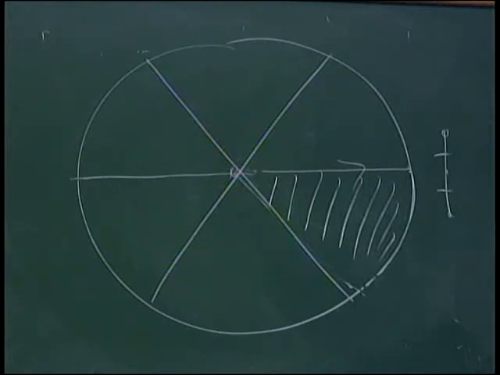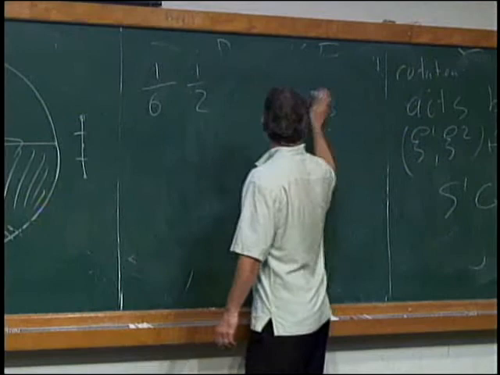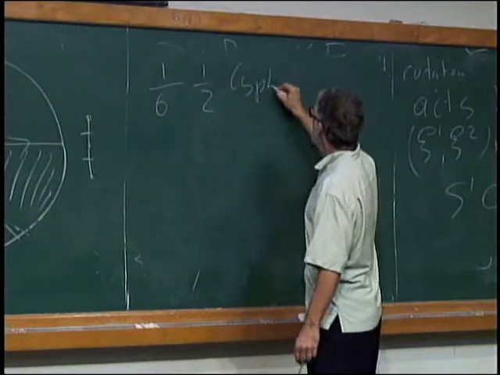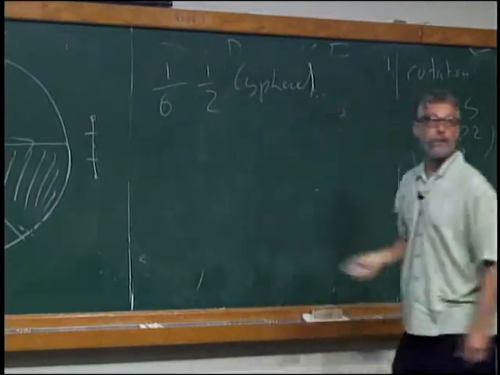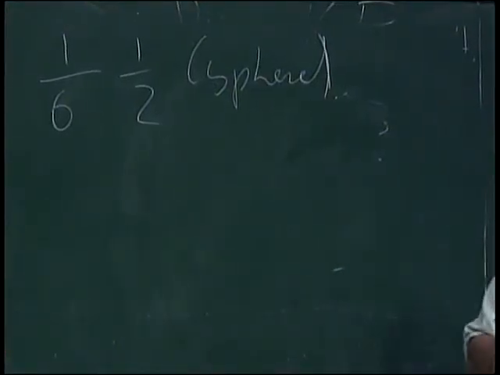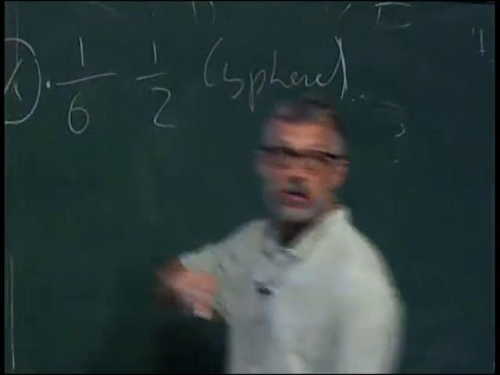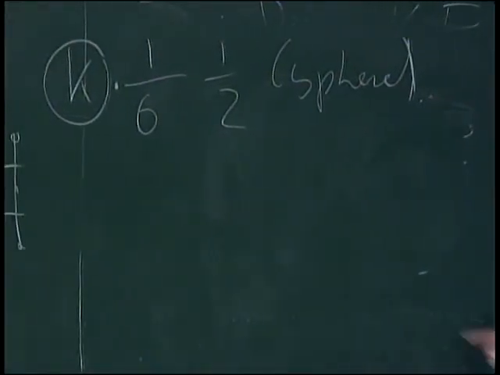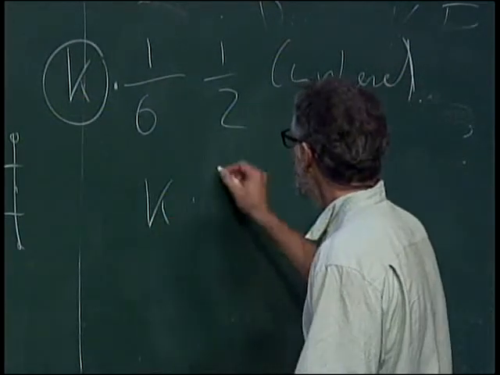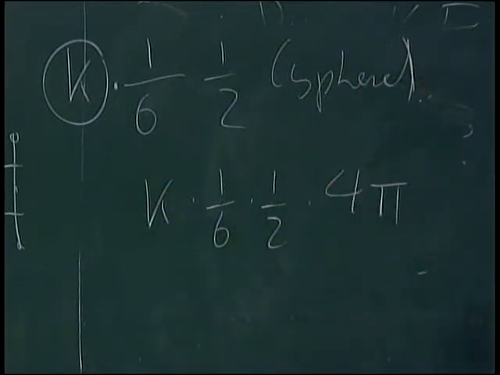I guess we did the group stuff. That's good enough. So 1/6 of 1/2 of a sphere. So for the area formula, there's going to be a multiplication factor. We're going to figure out what the multiplication factor is. We want to figure out what this K is. This is going to be our holonomy formula. So this is K times 1/6 times 1/2 times the area of a unit sphere, which is 4 pi.